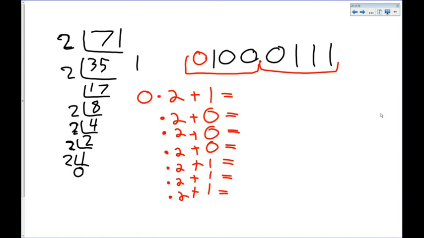This is base 2. Okay, so let's do some mental math. What's 0 times 2 plus 1? 1. Moves here. What's 1 times 2 plus 0? 2. What's 2 times 2 plus 0? 4. What's 4 times 2 plus 0? Are you guys cheating yet? It's 8. What's the next number? 17. What's the next number? 35. 35 times 2 plus 1.